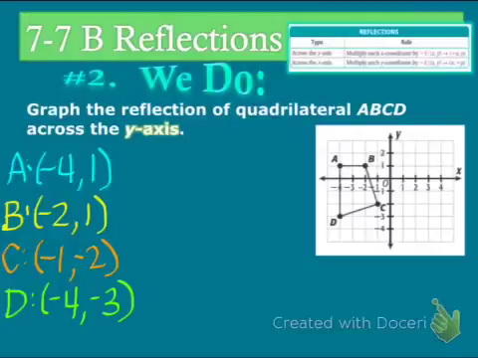Next, you need to look at your rule. So this time, again, we're going to practice reflecting over the y-axis, which is going to be this up and down axis. And to do that, we're going to multiply each x coordinate by -1 so that it becomes the opposite sign of what it is. So A prime is going to become, instead of -4, +4, 1. So I'm going to go to +4 up to 1 and put a dot.